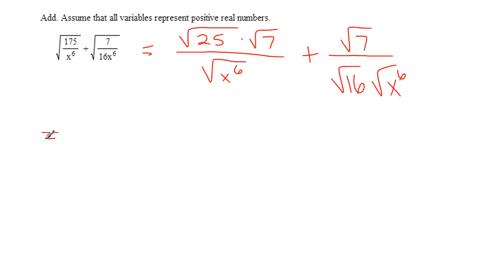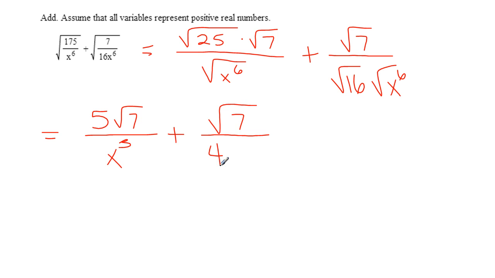So the square root of 25 is 5, and then the square root of 7. On the bottom I have a square root of x to the 6th, and with variable powers we just divide. Remember the index here on the root is 2, so we're going to divide the 6 by the 2, and we're going to get x to the 3rd. Okay, and then plus, and over here, the 7, nothing we can do with that. On the bottom, the square root of 16 is 4, and then again, the square root of x to the 6th, just like it was before, is x to the 3rd.